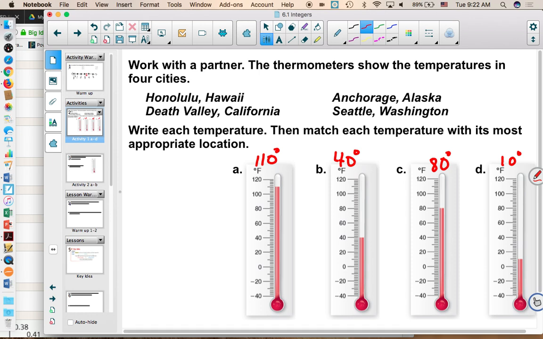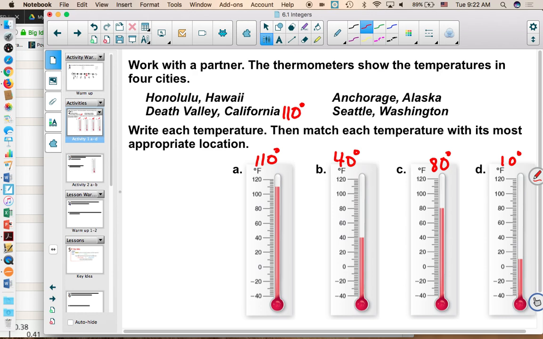Okay? Now, Honolulu, Death Valley, Anchorage, or Seattle, which one do you think would run 110 degrees? Now we're talking Death Valley, California is one of the places up there. Seattle, Washington, Honolulu, I want to go there, okay? Or Anchorage, Alaska. Which one do you think, Roper? Death Valley. Why do you think that? It's a desert. Very good.